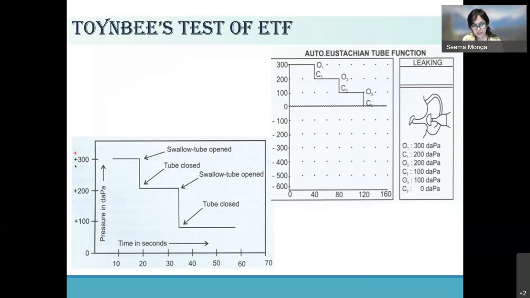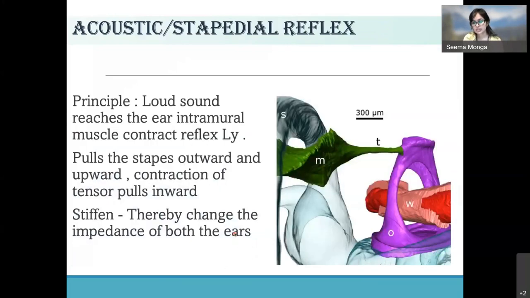After repeated swallows, first thing is we gave plus 300 millimeter pressure. We asked the patient to swallow 5 times. And ideally, if the eustachian tube is normal, it should come down to normal. The pressure should be normal. This is a normal tympanogram.